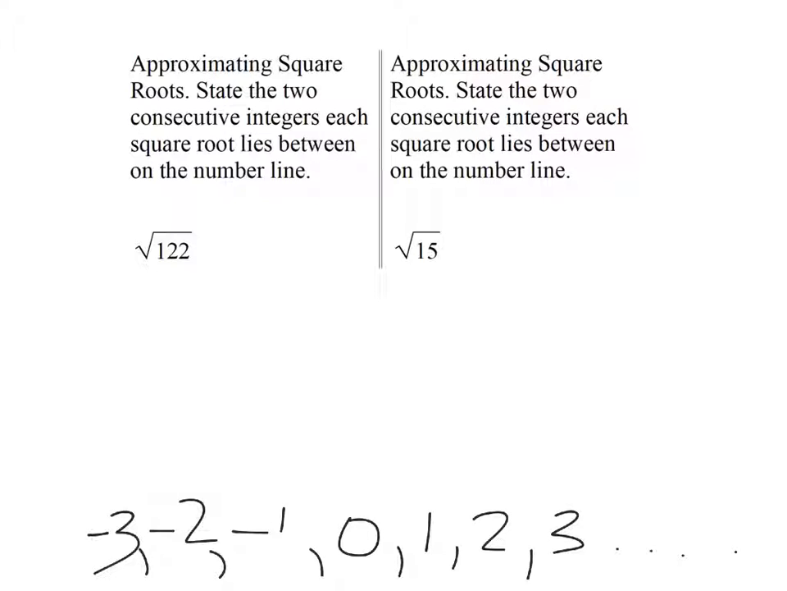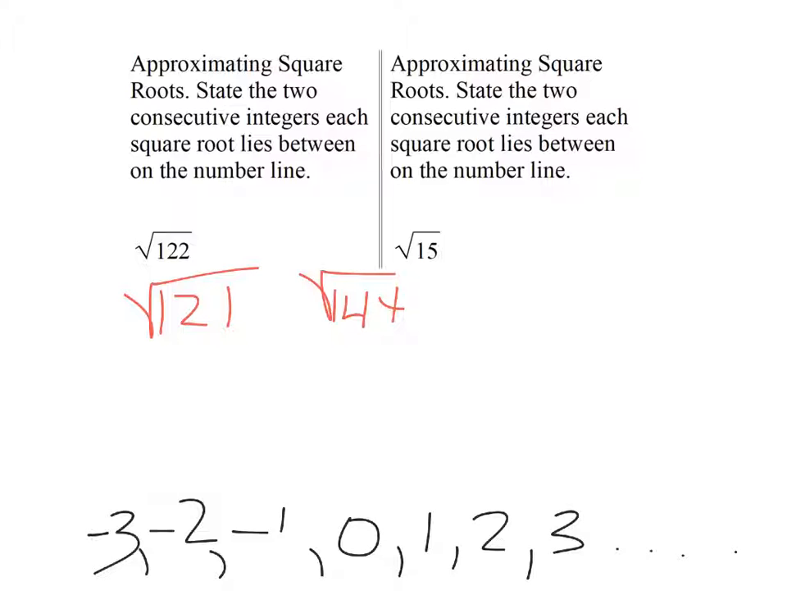falls between. So when we look at the square root of 122, I want to find what two perfect squares 122 falls between. You can use the diagonal on your multiplication chart to see the list of your perfect squares. I think your chart goes through 25 times 25. All right, 122. Using what I know about my multiplication facts, I know that it is in between the square root of 121 and the square root of 144, because I know 11 times 11 is 121 and 12 times 12 is 144.